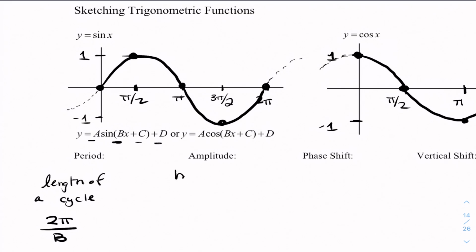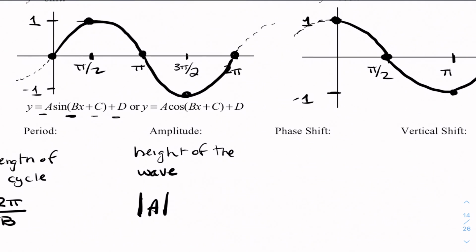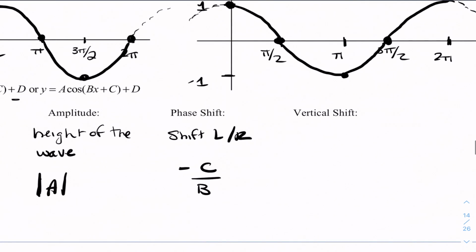The amplitude means the height of the wave, which would be the absolute value of A. We don't have negative amplitudes. What negative values do is just invert the graph of the function. If we're looking at the phase shift, we're looking at shifting the graph left or right. And so we look again on the inside and we do -C over B. And then a vertical shift is obviously shifting our graph up or down. And that is just D. We just take the value and that moves our graph up or down.